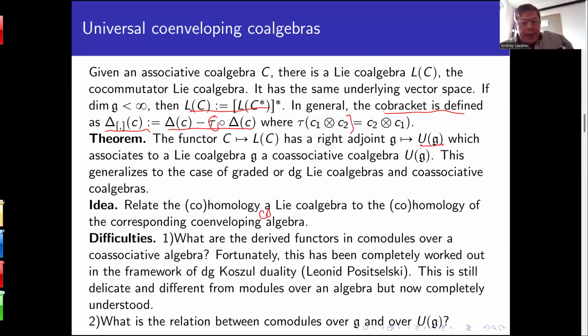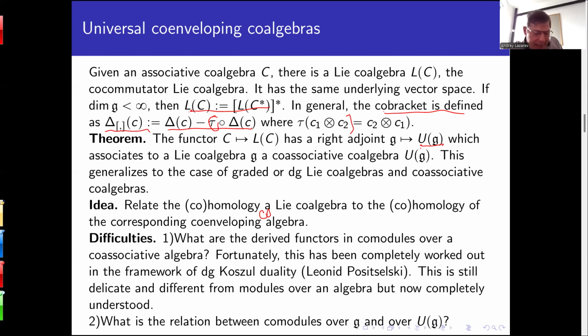There is a certain amount of difficulties to overcome here. Firstly, you can ask, what are the derived functors in the category of comodules over a co-associative algebra? We know what the functors Tor and Ext are in the category of modules over an algebra or a ring, but what are the corresponding notions for comodules?